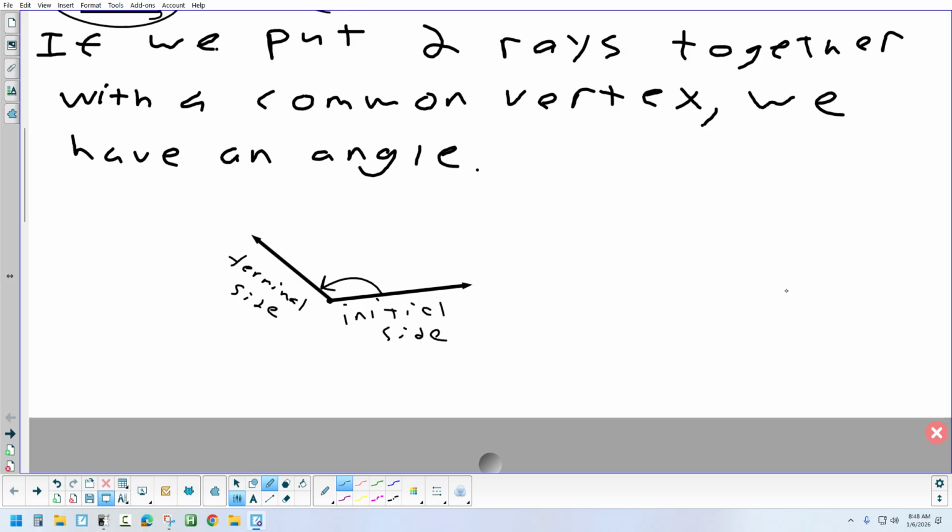So if I drew something like this, which side would be the initial side there? The almost vertical one? Yeah, the one that's pointing more up. Because imagine you're between the two rays and you rotate counterclockwise. Where you start is the initial, and where you end is the terminal.